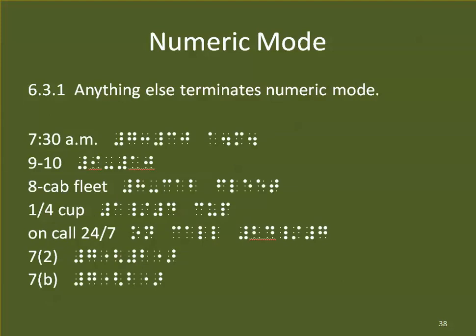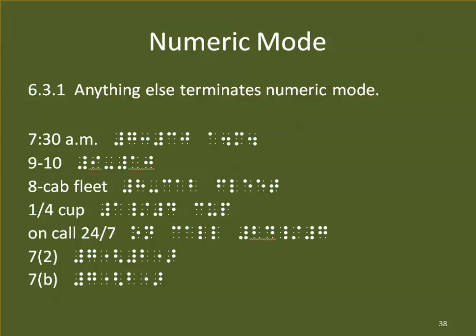So here are a bunch of examples that show that. Times, for instance, will be a little different in UEB because of the colon. The colon was not one of those things listed on that list, and so it actually terminates numeric mode, which means we have to start it up again for the minutes. So we have the hour, 7, and then a colon. Numeric mode is now terminated. We need to start it up again with another numeric mode indicator, and then the minutes 30.